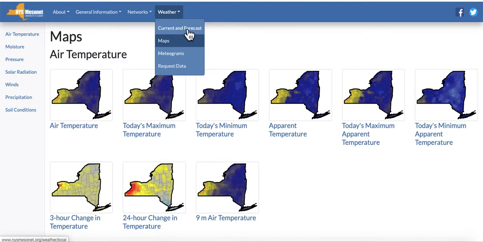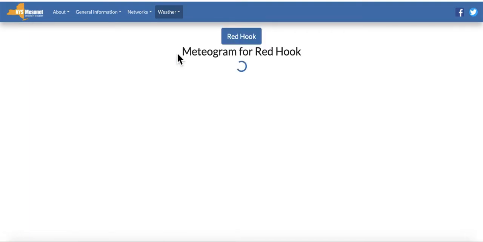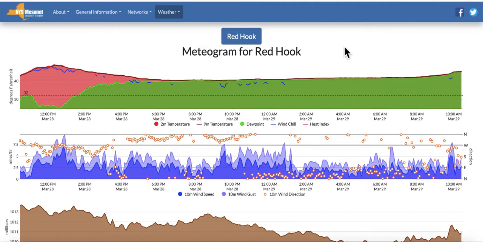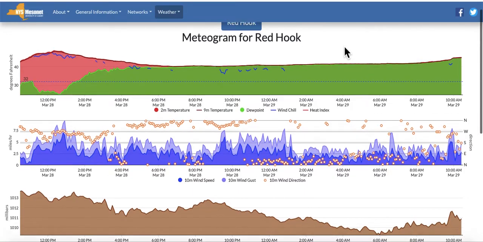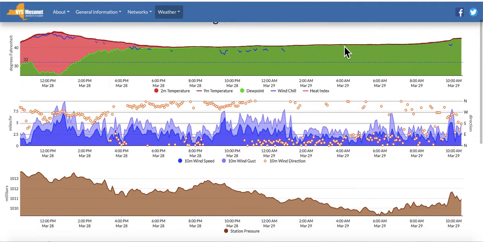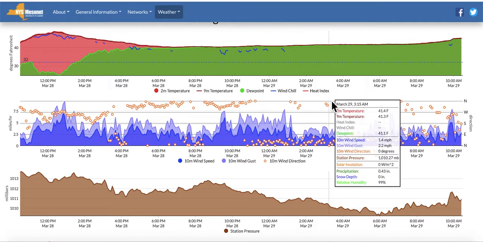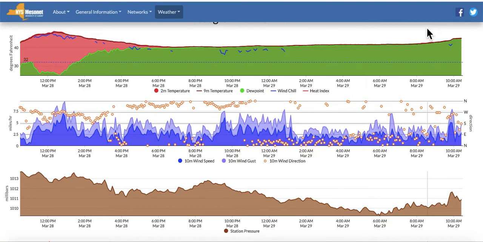So let's start with the meteograms. Okay, so you'll want to have chosen your station. I've chosen Red Hook, so that you can look at the meteogram for your particular location. Now, everybody loves a graph rather than looking at a bunch of numbers in a data table. So the graph makes it easy to see what's going on, particularly when it's nicely color-coded the way it is. So I'm just going to point out a few features of these graphs.